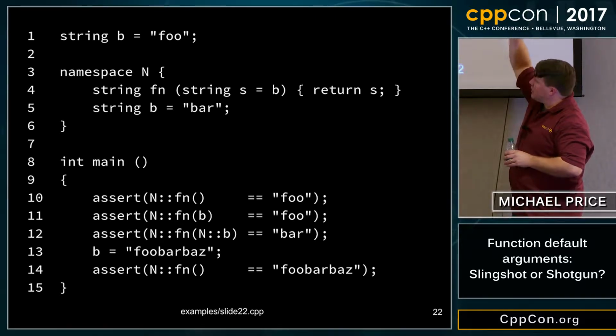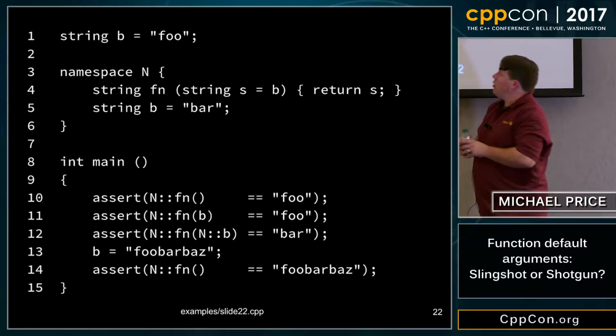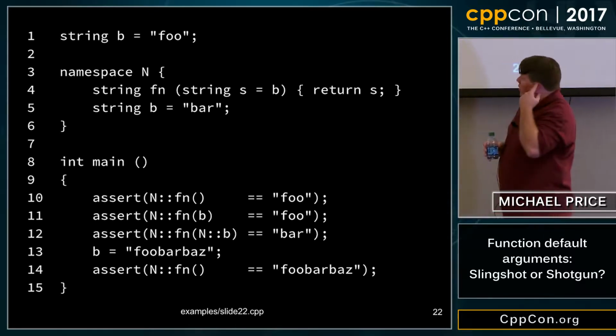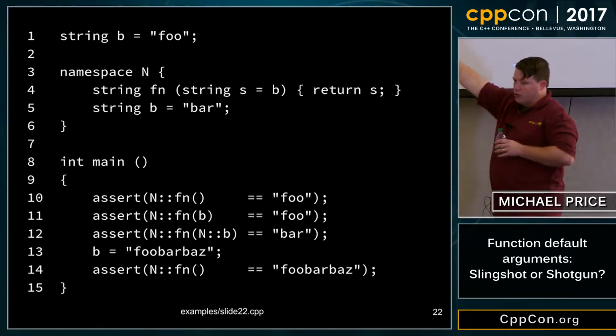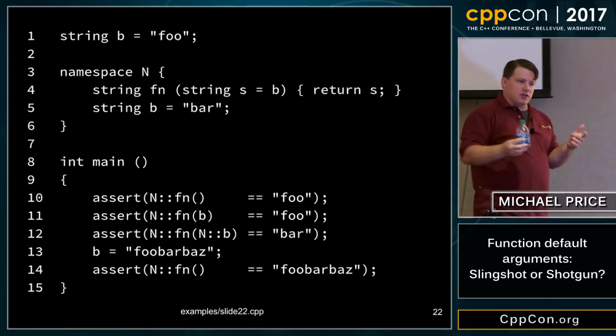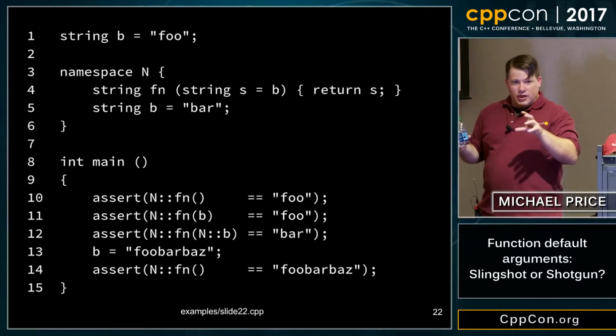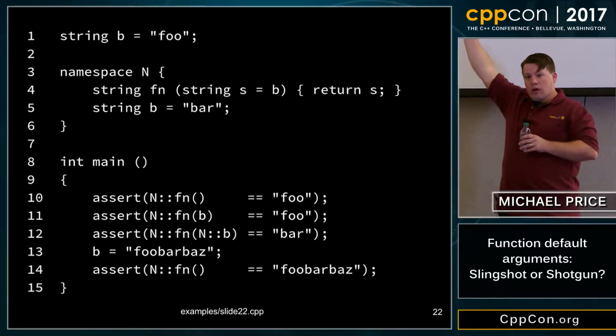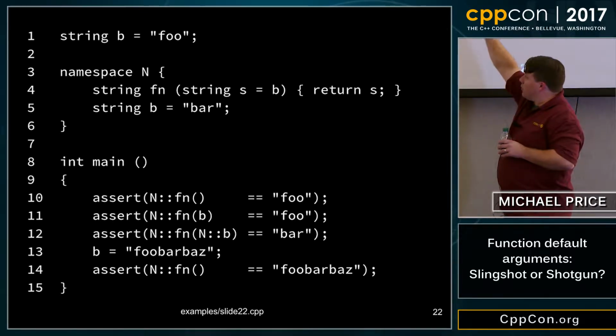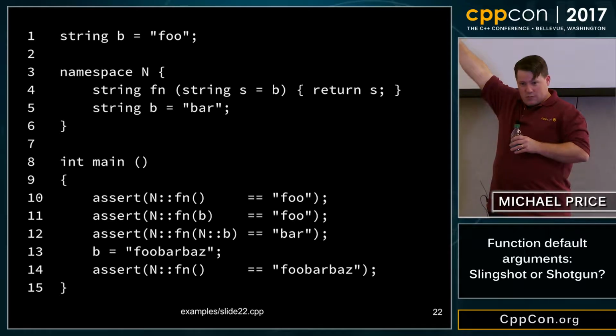Then the next line inside the same namespace, we have another string called b, that's bar. Now, down in our main function, when I call the namespace n function with no parameters, it's going to go, okay, I need to get the default argument, right? I need to fill that in. It's going to pick the one on line 1, not the one on line 5, right?